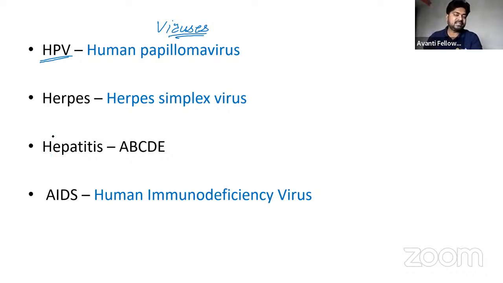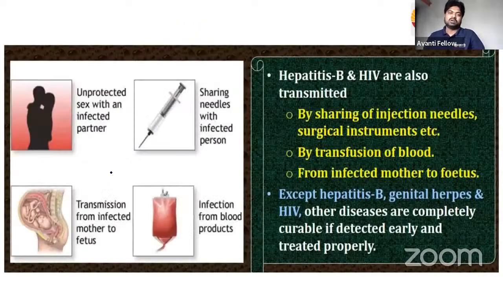Next is hepatitis, a disease caused by hepatitis type A, B, C, D or E. Next is AIDS, caused by HIV, the human immunodeficiency virus. Hepatitis B and HIV are also transmitted by sharing needles, injections, or any surgical instrument, as well as by transfusion of blood. Transfusion of blood means putting one person's blood into another person's body.